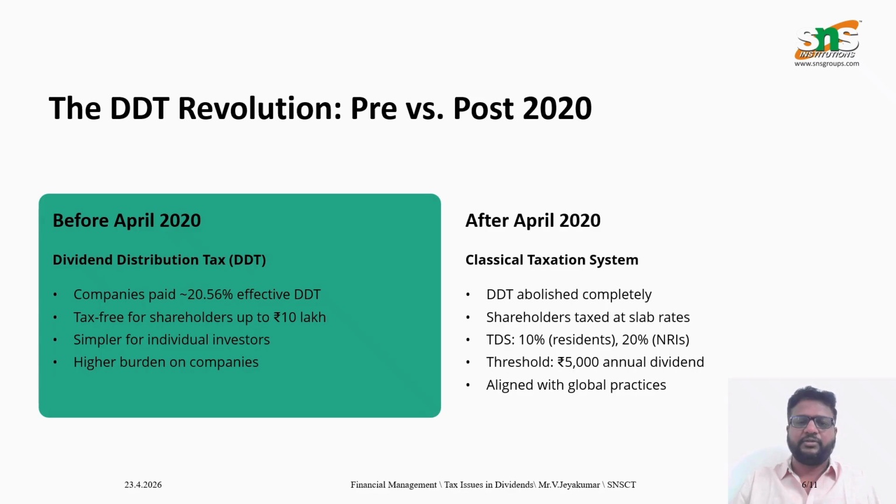In the 2020 Union Budget, the government abolished the dividend distribution tax regime. After 2020, dividends became taxable directly in the hands of the shareholders according to their income tax slab. This shift improved transparency and aligned India's dividend taxation system with global practices.